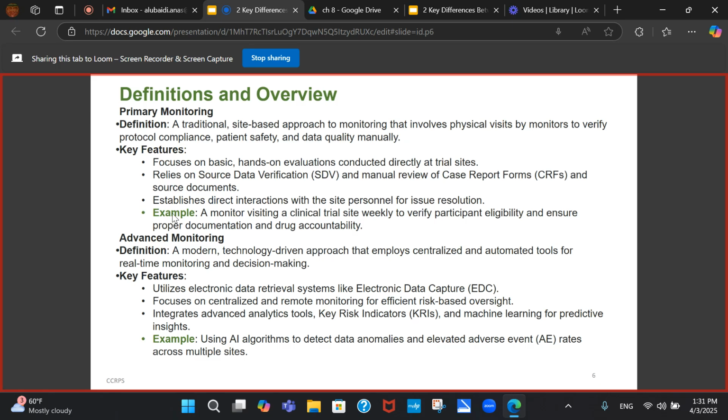An example of primary monitoring: a monitor visiting a clinical trial site weekly to verify participant eligibility and ensure proper documentation and drug accountability. This example explains everything here regarding key features and definition.